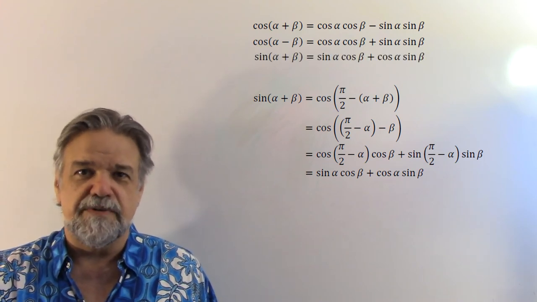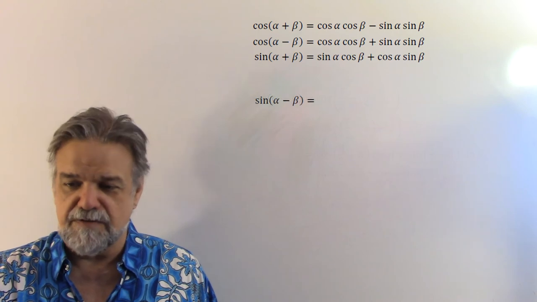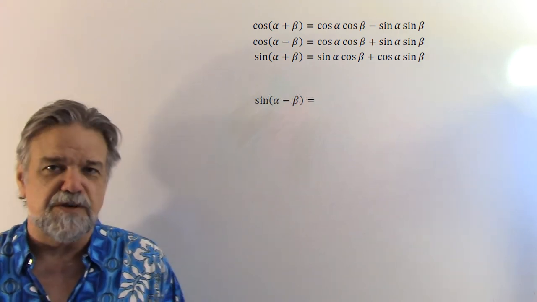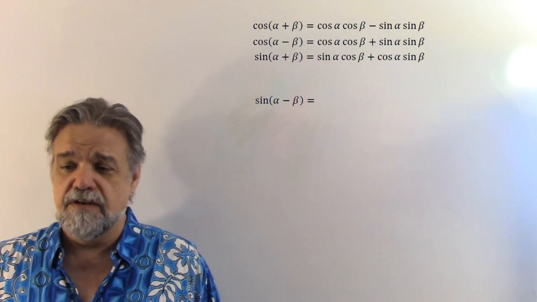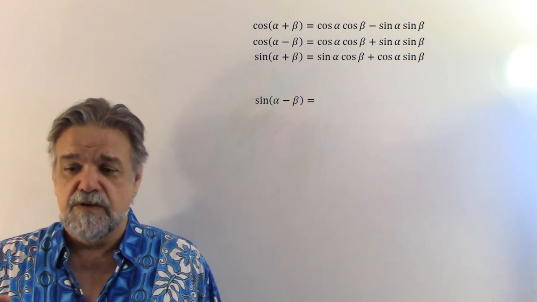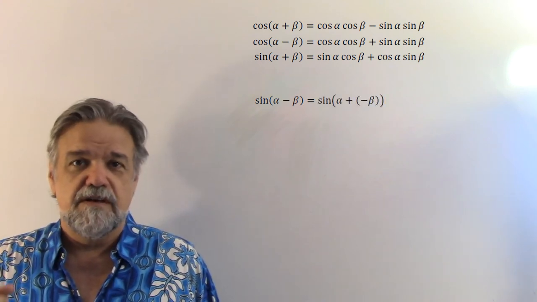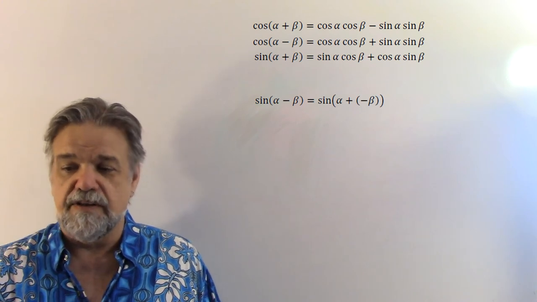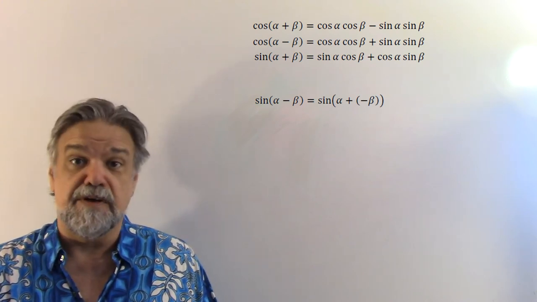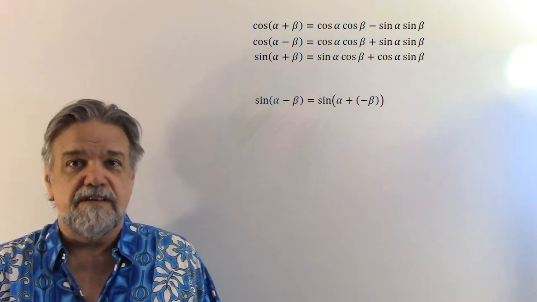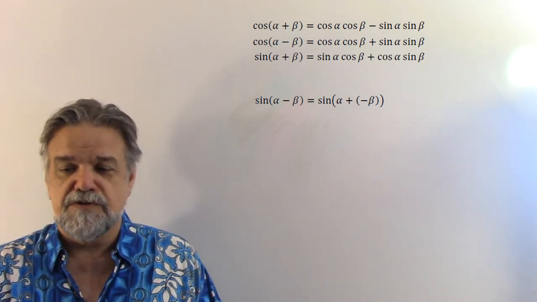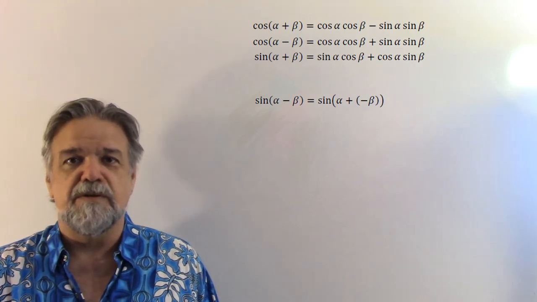I think you can see what's coming next. The sine of alpha minus beta, right? So what are we going to do here? We're going to do the exact same thing we did on our second one. We're going to say, well, instead of calling this alpha minus beta, let's call it alpha plus negative beta, okay? Now it's the sine of the sum of two angles, and I just developed an identity for that.